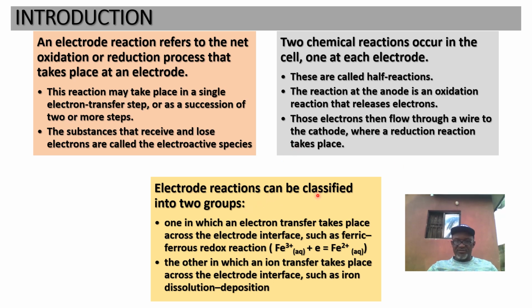Therefore, electrode reactions can be classified into two groups. One, in which an electron transfer takes place across the electrode interface. Just such as this example, we have ferric to ferrous redox reaction. This is iron 3. When it takes up an electron, it becomes iron 2. And the second type, in which an ion transfer takes place across the electrode interface, such as ion dissolution or deposition.